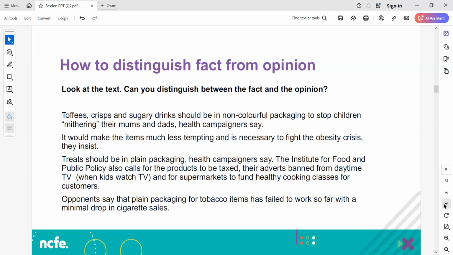Okay, so in that text, is there anything that you have spotted that you could tell me as a fact or an opinion? Most of the text is an opinion. It is, you're right, yeah. And can you spot a fact that we could go and check?